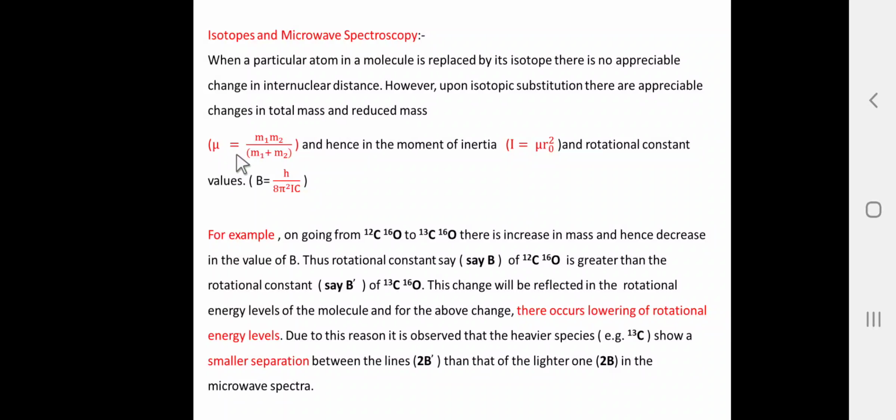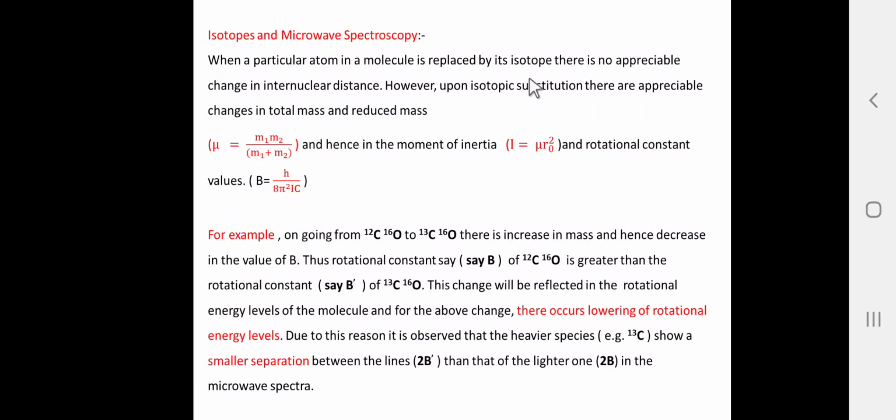So, here when we consider the reduced mass of the carbon monoxide where carbon 12 is used, as well as the carbon monoxide where carbon 13 is used, there is a change in the reduced mass when we use carbon 13. When the reduced mass changes, the moment of inertia also changes, since I is equal to mu r0 square. So the moment of inertia changes, as well as the rotational constant, that is the value of B, while substituting the isotope of that particular atom.